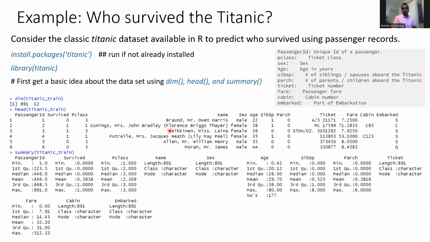We first check for data quality and examine the data set to identify features with missing values and extremes. Here you can see this data set has 891 observations with 12 features. The head function gives you the first few rows of the data set, and you can use summary to get a summary for each feature. Here I have listed the definition of each feature in this data set.